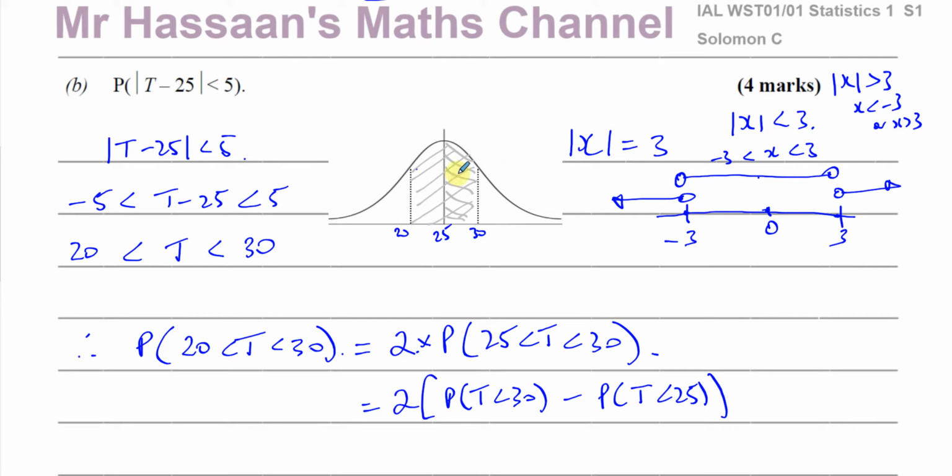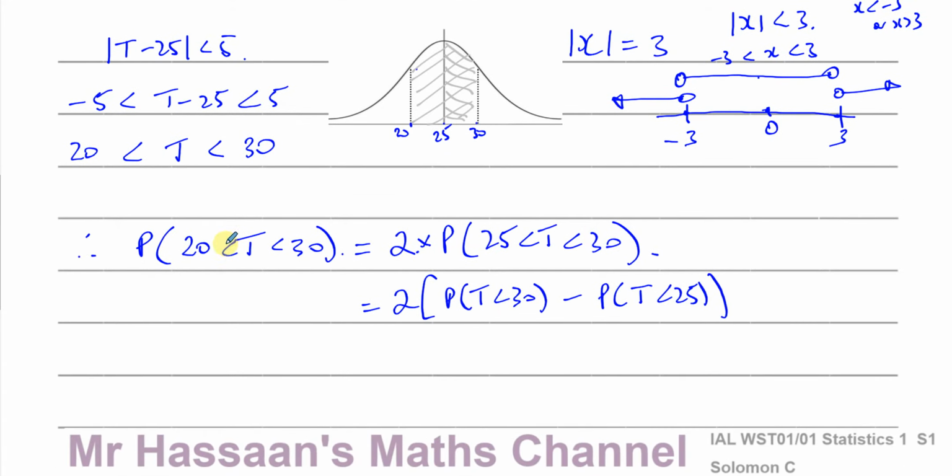All I have to do is double it, and I've got the area that I need, because this is symmetrical, because this is exactly the same distance from here as this, 5 units, 5 units. So it's completely symmetrical. So that will be easier for me. So all I have to do now is standardize these scores.